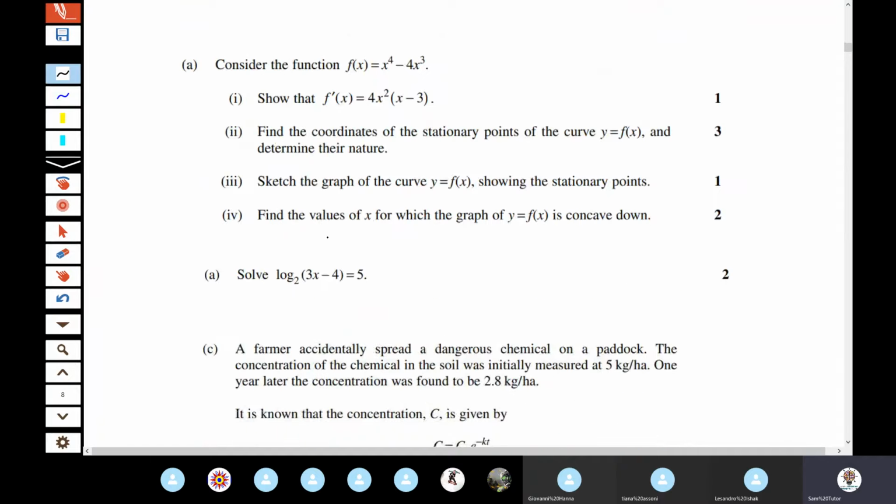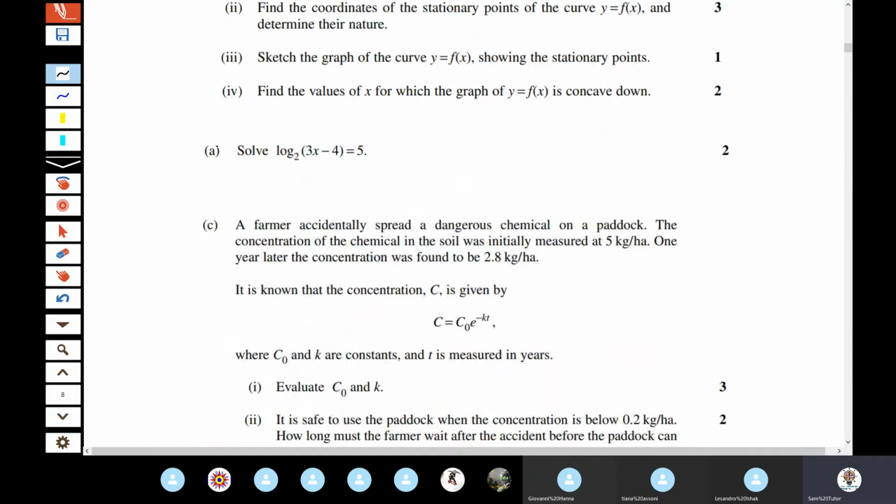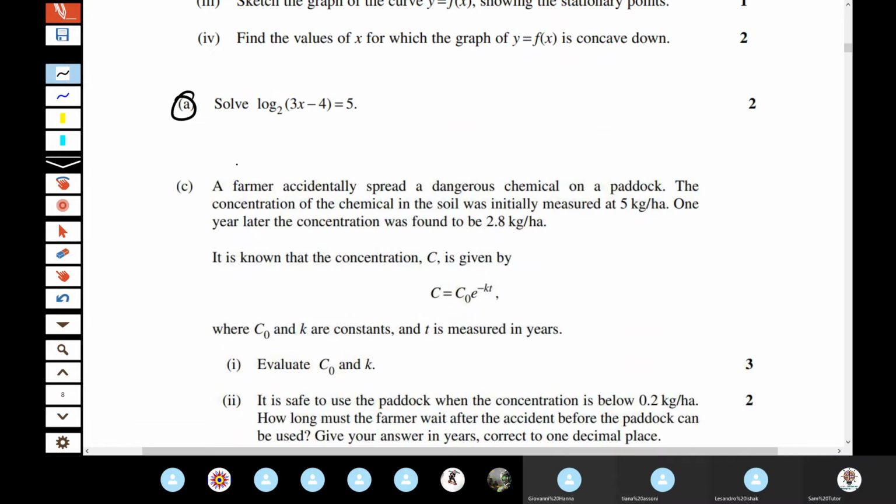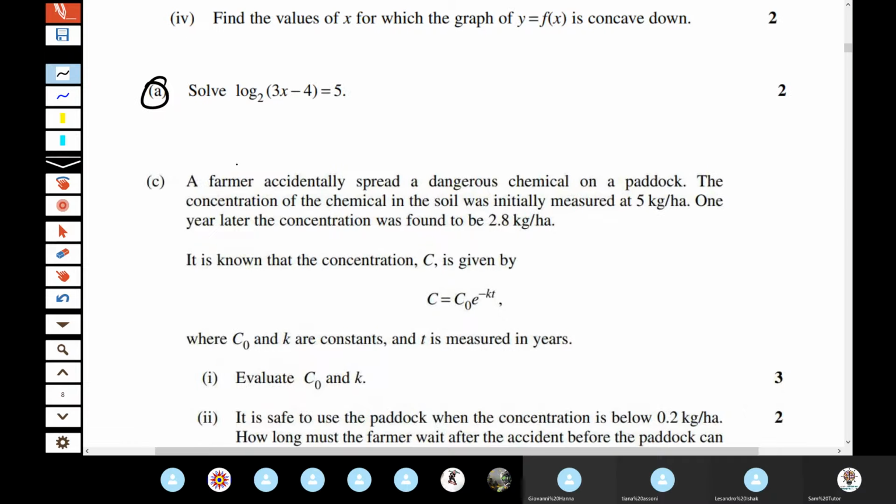Trying to find logs. Okay, there we go. Solve. Which formula am I meant to use first? Log base 2 of 3x minus 4. That's annoying. ln of 3x minus 4.